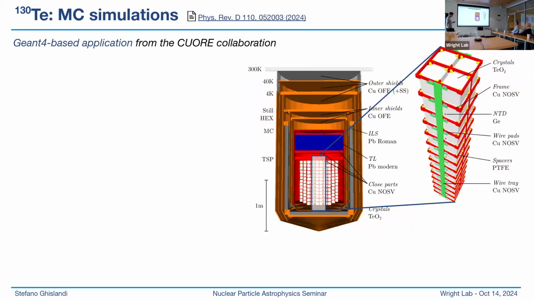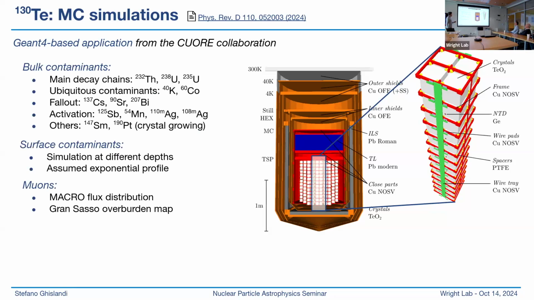But coming back, as I told you, each background source is modeled through a Monte Carlo simulation. So we have a Geant4-based simulation of the CUORE experiment. This is just to show you that we produce all the details, especially close to the detectors of our experimental setup. These are parts of the contaminants we are considering. Many of them are considered bulk contaminants, so they are uniformly distributed inside the materials, which can be the crystals or the copper close to it, or the shieldings, etc.